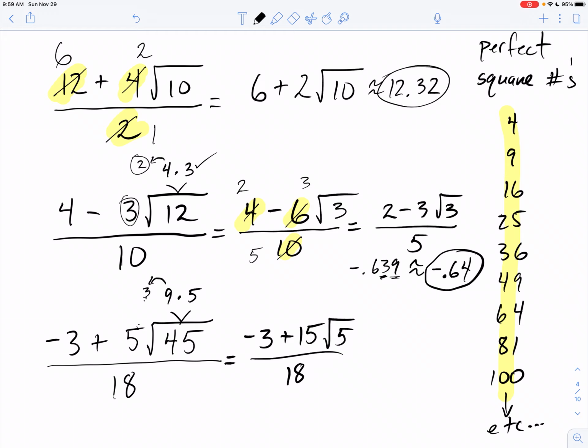Can I reduce? Do all 3 numbers have a common factor? The answer is yeah. 3 goes into that 1 time. 3 goes into that 5 times. 3 goes into that 6 times. So we end up with a reduced final answer that looks like this.